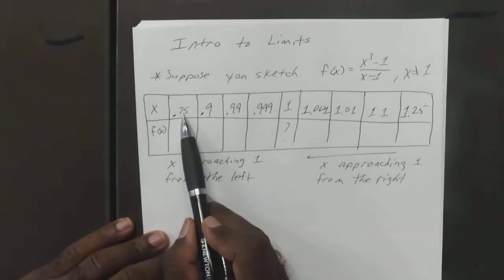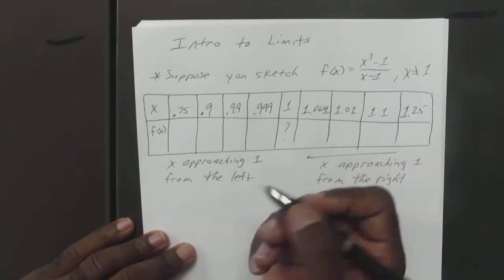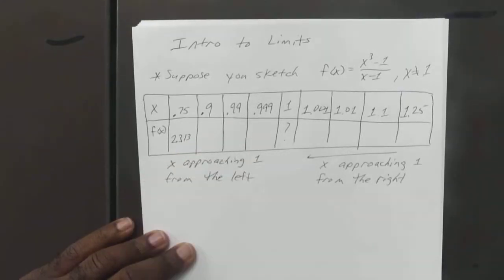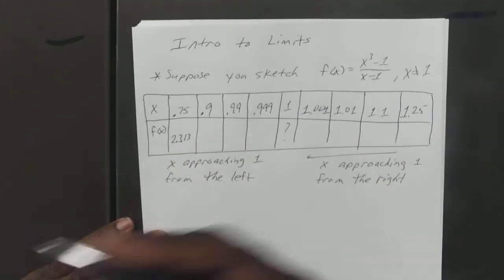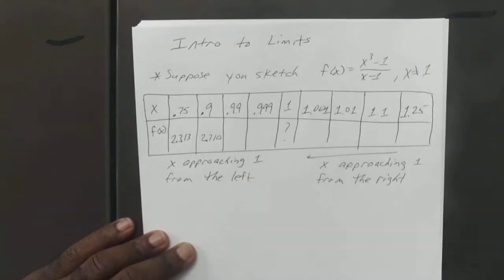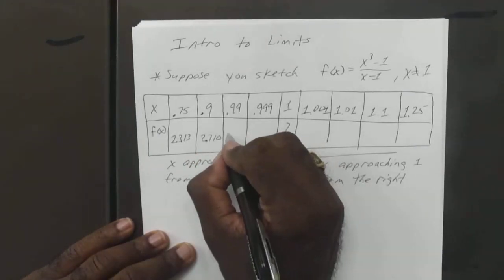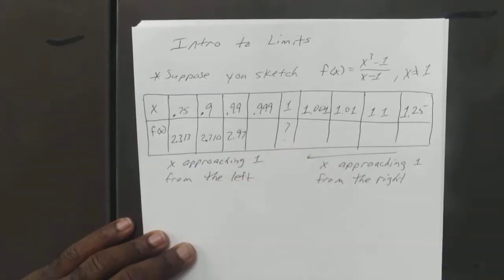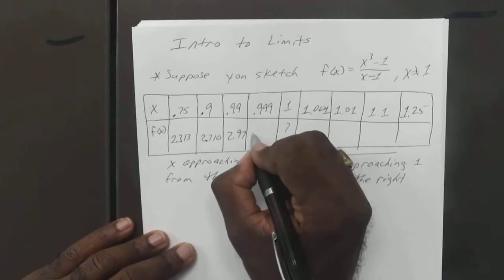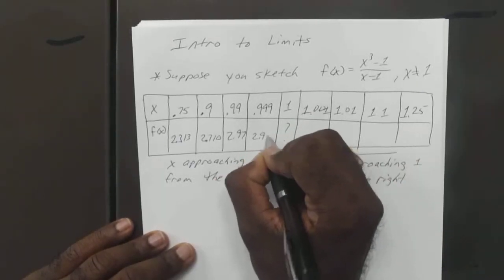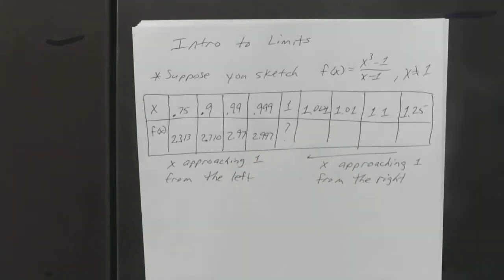If you put 0.75 into that equation, you'll end up with 2.313. If you put 0.9 in there, you'll end up with 2.710. If you put in 0.99, you'll end up with 2.970, and it keeps on going. If you put in 0.999, you'll get 2.997. So you can kind of see where it's leading towards.